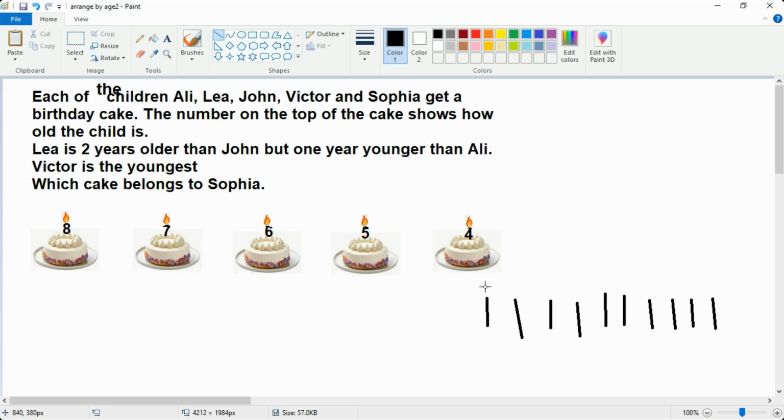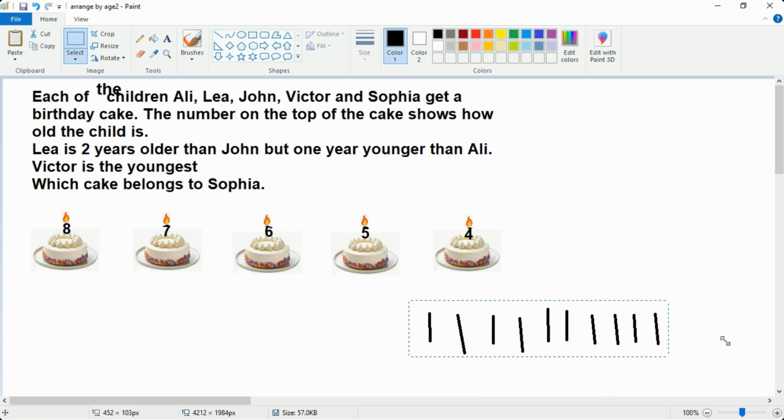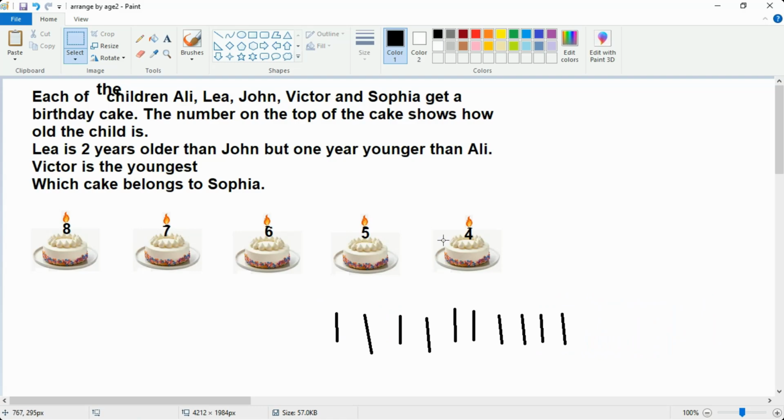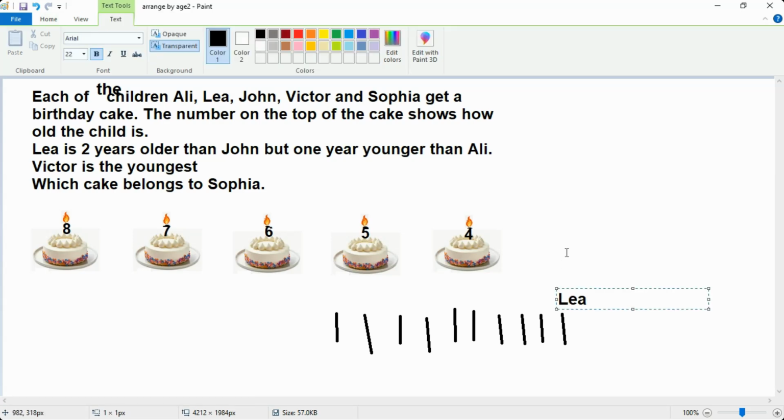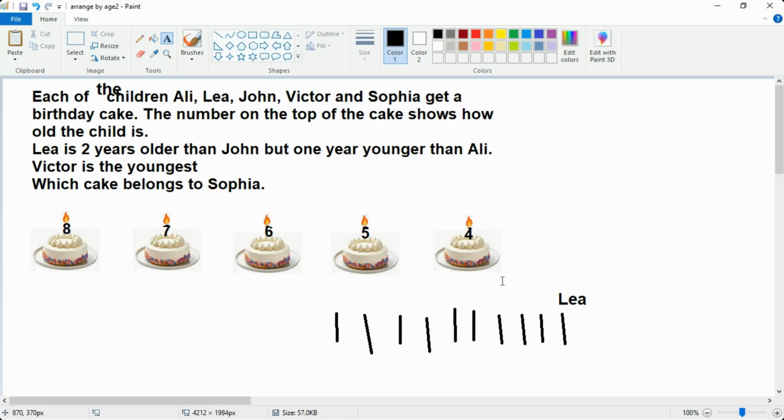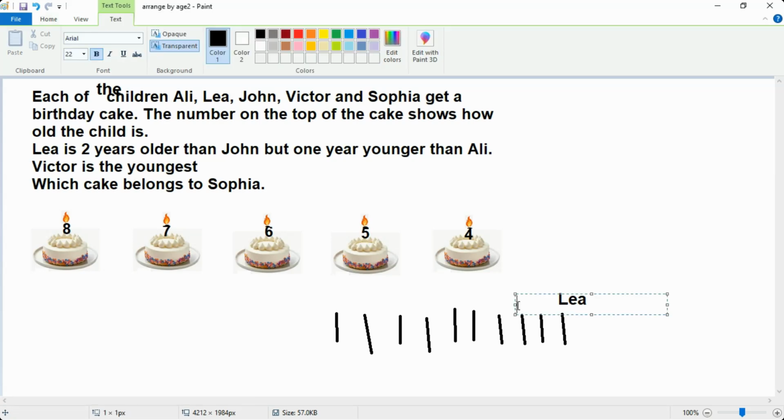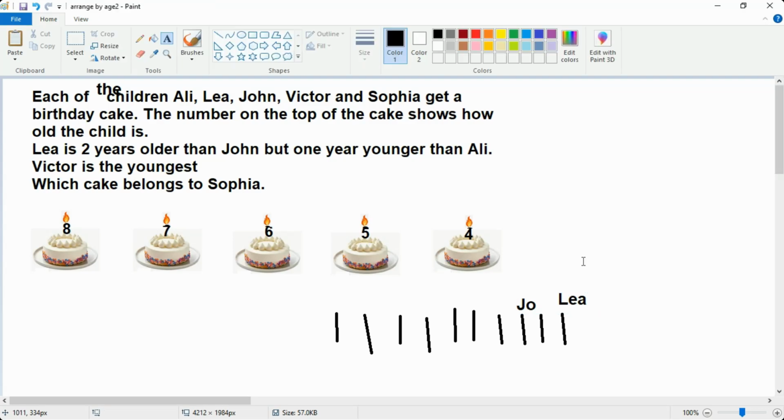As we usually put the older person at the end, Leah is 2 years older, so we put Leah here at the rightmost, and John is 2 years younger, so 1 and 2. So this is John. Let's put the first two letters. I think that will be fine because they have different letters at the start of their names.